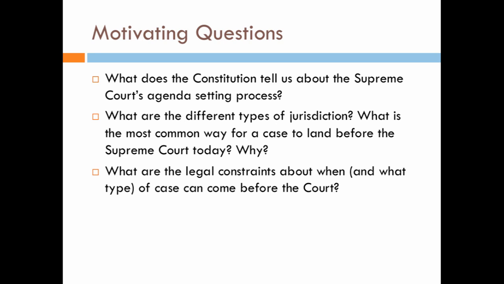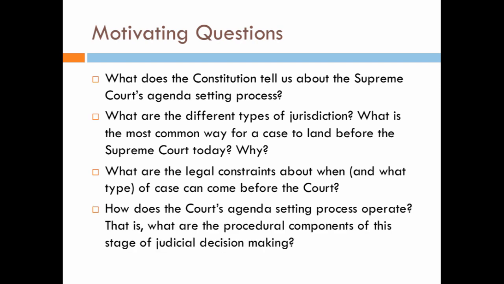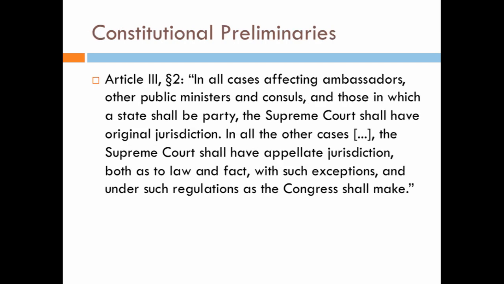Then we'll dissect the legal and normative constraints on the types of cases that come before the Supreme Court, before we finally move on into the technical process by which a case actually lands on the Supreme Court's docket. In short, we want to understand how the Supreme Court sets its agenda and determines its docket by looking at where cases come from and how they get to the court in the first place.